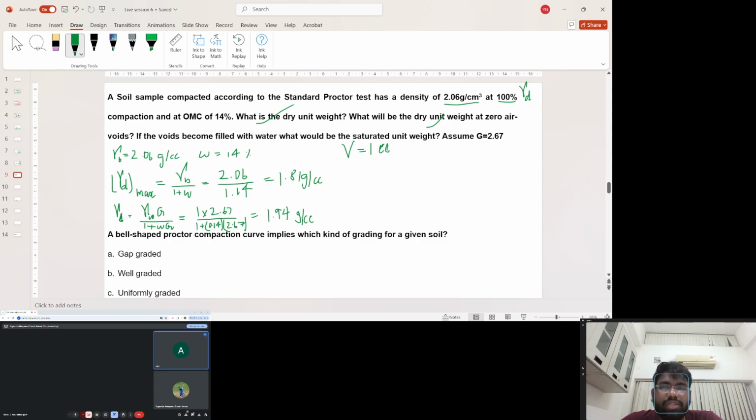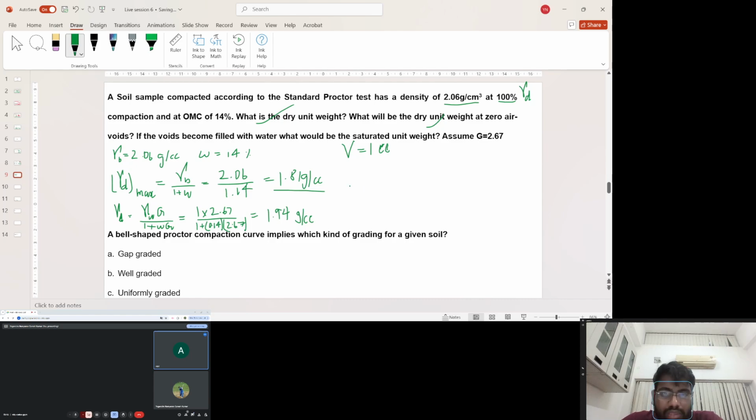Right? So since the compaction curve does not touch the zero air voids line, that's why we take this one. For this only, they are asking what will be the saturated unit weight at this dry density. Means void ratio minimum is same. Yeah, okay, sir. Void ratio will be same.